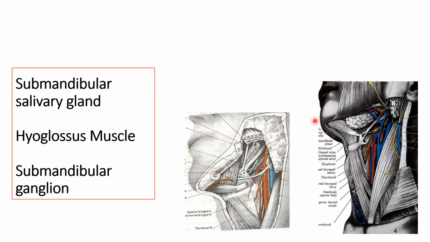These are the important structures that are present in the submandibular region: the submandibular salivary gland, the hyoglossus muscle, the submandibular ganglion. So we'll be learning these structures in detail now.